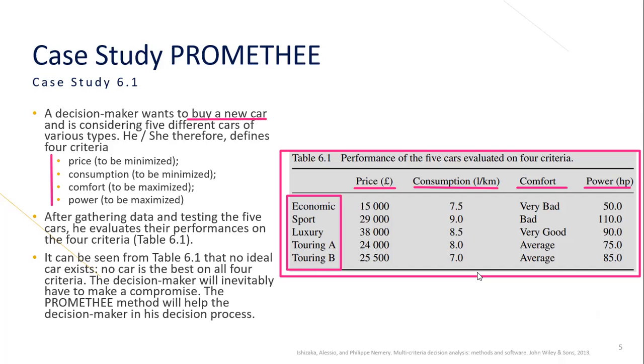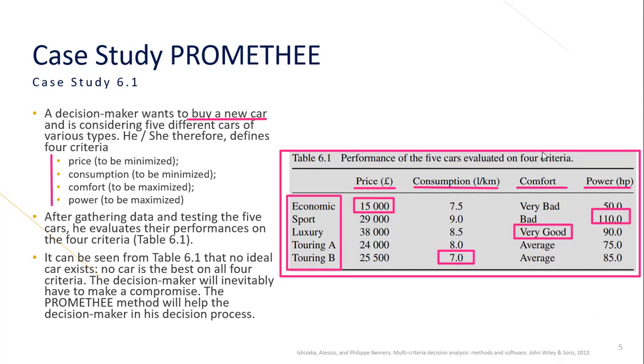alternatives. For example, here economic may be the best in terms of price, but in terms of consumption, touring will still be better than the economic, right? And in terms of comfort, luxury car is better, so it's not superior to the other one. And in terms of power, the sport car will be the best. Okay, make sure you don't have one alternative superior to all of the other alternatives.